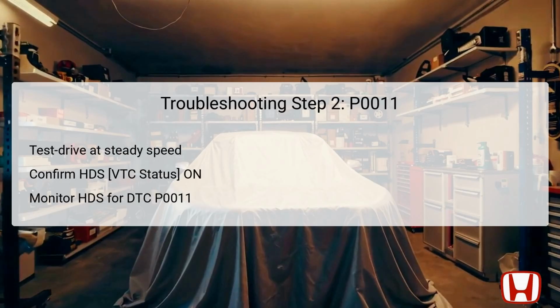The second troubleshooting step involves taking the vehicle for a test drive at a consistent speed between 25 to 75 miles per hour, which is approximately 40 to 120 kilometers per hour, for a duration of 10 minutes. This step is critical to simulate normal operating conditions, allowing the VTC system to engage fully. During this time, it's essential to confirm that the HDS shows the VTC status as on, indicating that the system is operational and responding to input correctly.